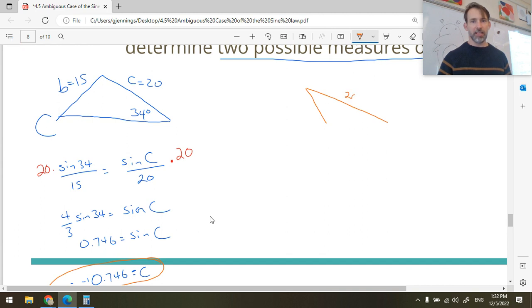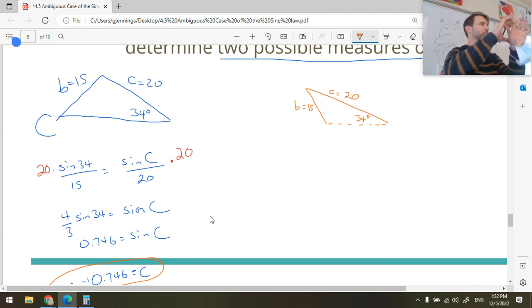Here is the side length 20. That's C equals 20. Here is B equals 15. And then here is this other side here. This is still a 34-degree angle. Notice all I did was flip B to the other side. It's like the trapeze artist hitting the ground from close to the crane instead of far away from the crane. It's two spots. See that?